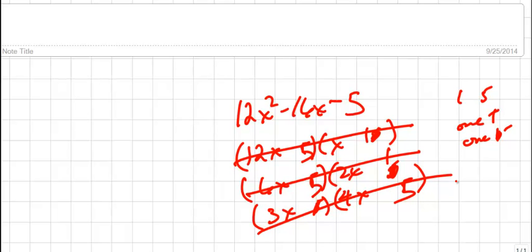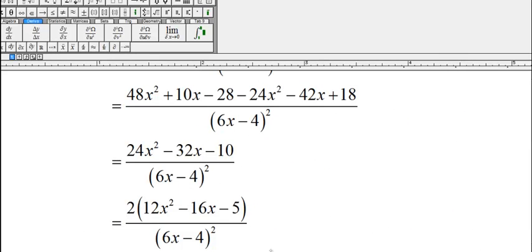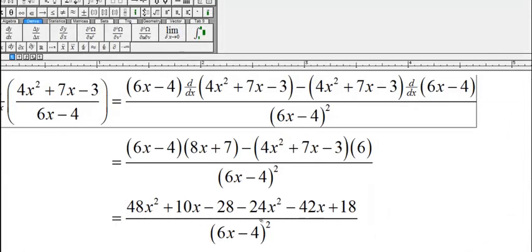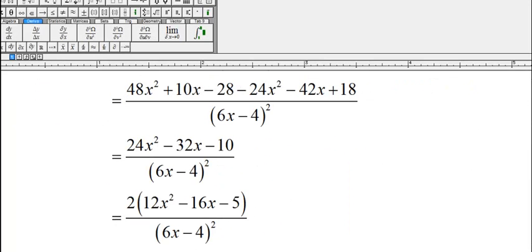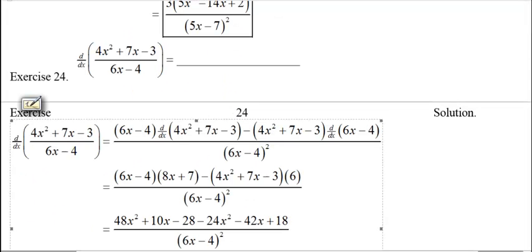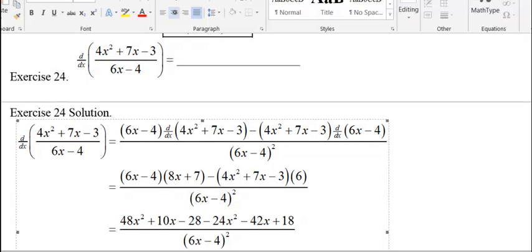So this one will not factor anymore, at least not with whole number or integer coefficients, or even rational coefficients. So unless we want to resort to using the quadratic formula, we're not going to be able to factor this anymore. So let's just leave it like that. So that is our final answer right here. Okay, that is the quotient rule in action.